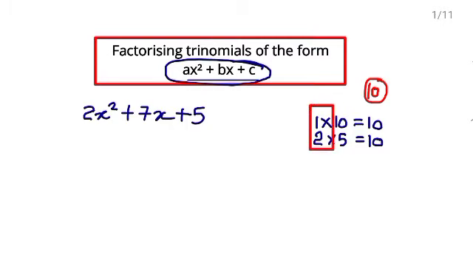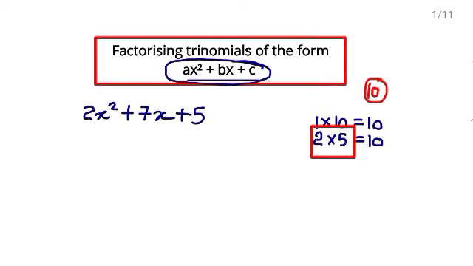Now we have these two factors, and after multiplying these two factors you are getting 10. But one more condition is there. After adding or subtracting factors you must have 7. You have to choose such factors that on adding or subtracting give the middle term's coefficient, which is 7, right? So this is it. 5 plus 2 is 7, right?